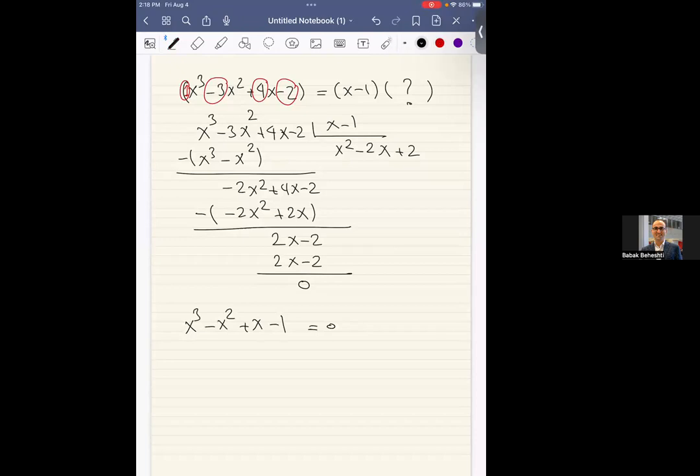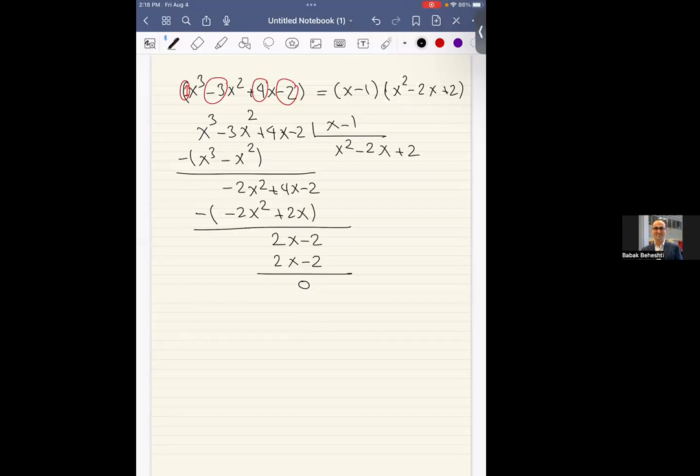So one of the factors, as we discussed in detail, is x minus 1. So what is the other one? It's x squared minus 2x plus 2. So the other factor, let me write it here, is x squared minus 2x plus 2. But this one doesn't have any other solution. You cannot factorize it further.